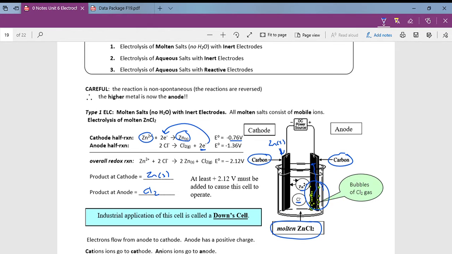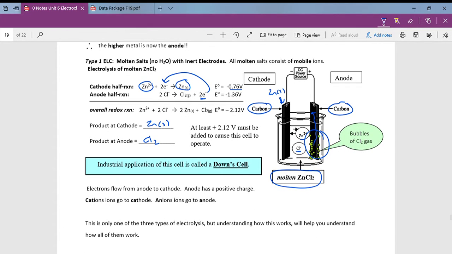The industrial application of the cell is called a Downs cell. So this is something that is actually used. You still have electrons flowing from the anode to the cathode, but you're forcing that to happen by providing a charge. And the cations are still going to the cathode, the anions are still going to the anode. This is only one of the 3 types of electrolysis, but understanding how this works helps you understand how all of them work.